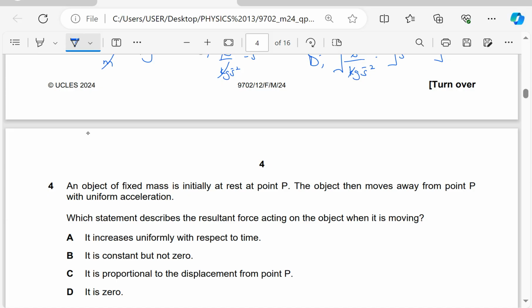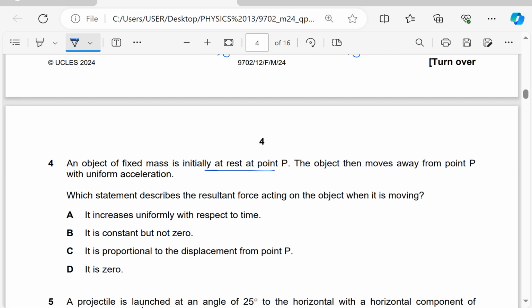An object of fixed mass is initially at rest. That means initial velocity is 0. The object then moves away from point P with a uniform acceleration. So acceleration is constant. If the acceleration is constant, the resultant force is also constant, because remember the resultant force is equal to the mass times the acceleration. The acceleration is constant, so the resultant force is constant.